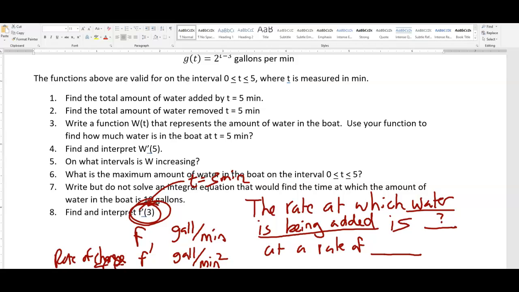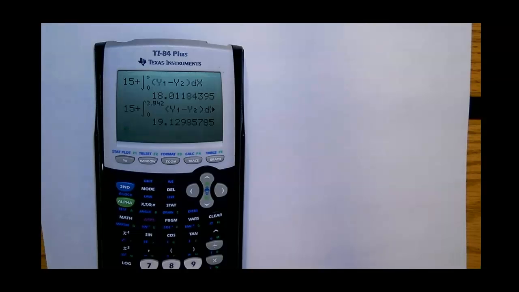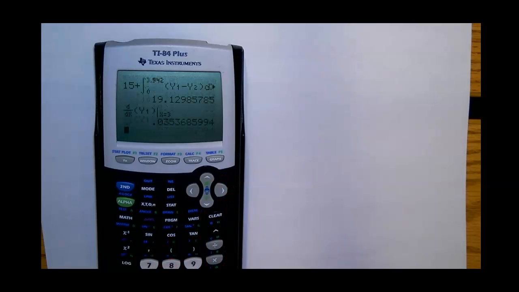So if it's negative, it's decreasing. If it's positive, it's increasing, and the actual number will go here. So the rate at which water is being added is increasing or decreasing at a rate of blank at t equals 3 minutes. To fill in those blanks, I need to actually calculate some stuff now. So let's go to our calculator and find out. We're going to do math 8 for derivative. We're going to find the derivative of our rate in function at x equals 3. And I get 0.035 for my outcome there.